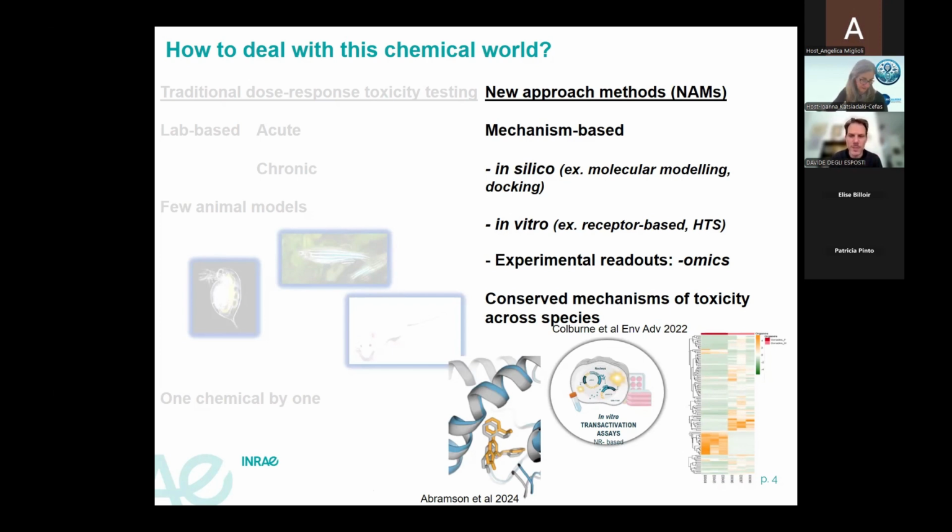And all this has been framed in a context in which, as John said yesterday, I think, we look at the conserved mechanisms of toxicity across species. And this is possible in well-annotated species and model species in molecular biology and toxicology.